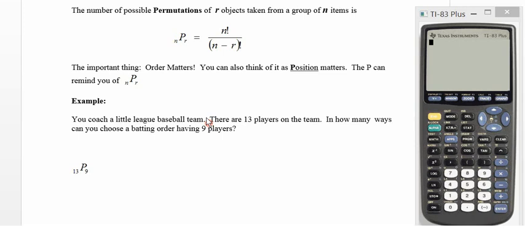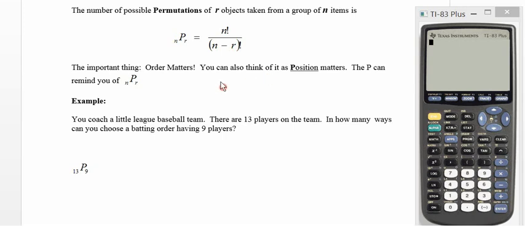We're going to look at how to use the TI-83 or 84 calculator to do permutations. There's the formula: a permutation of R objects taken from a group of N items, and we use this notation, NPR. The formula is not too bad, but the calculator will be much easier.